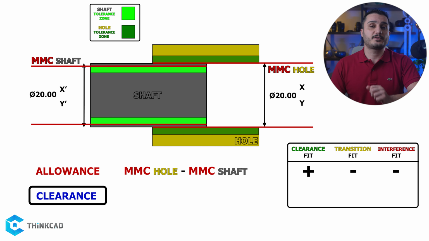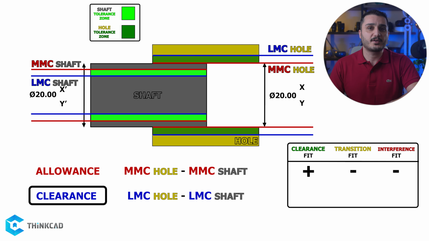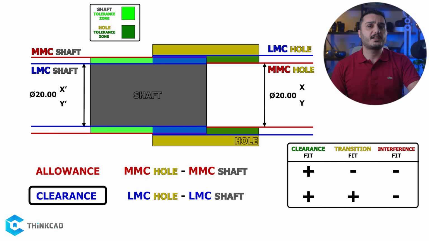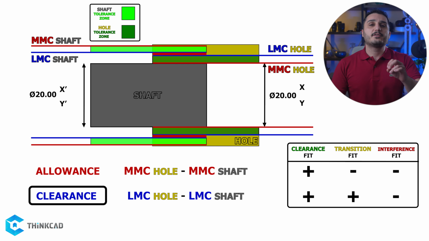Now the second term, clearance. Clearance can be thought of as the opposite of allowance. Clearance is defined as the maximum intended difference between the two parts, which means the loosest possible fit allowed. Clearance is derived by subtracting LMC of the hole from LMC of the shaft. Clearance is positive for clearance and transition fits, while it becomes negative when dealing with interference fits, which is common sense. I think you got the idea.